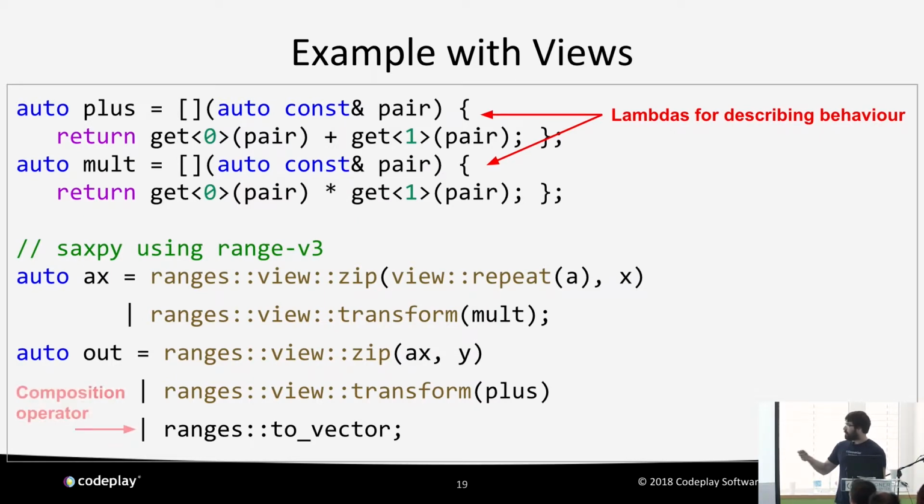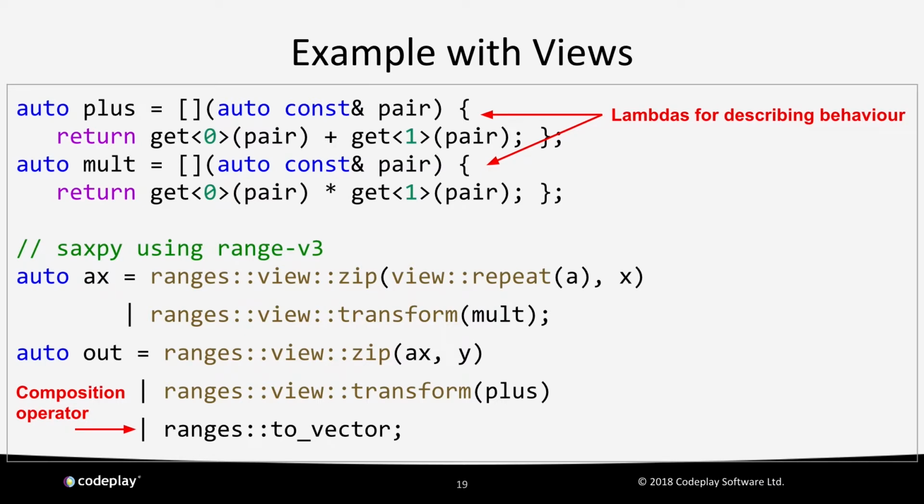And this notion of "and then" is from the composition operator. If you're familiar with Unix shells, you'll possibly know it as the pipe operator. It basically says, I want this to happen, and then I want this to happen, and then I want this to happen. So we store this first bit in a variable called ax, and then we zip the ith element of ax with the ith element of y. And then we add the ith element of ax to the ith element of y, and then we turn it into a vector.